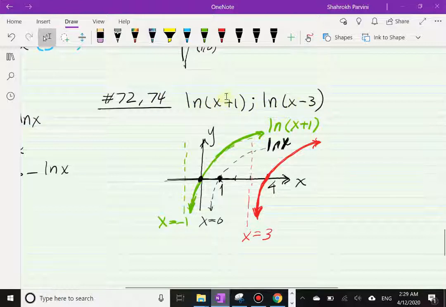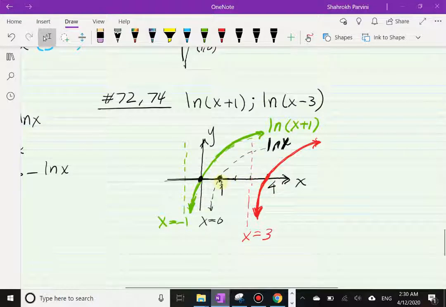Now, the number that's within parentheses usually causes a horizontal shift. So x plus 1 is this one. There will be a shift to the left 1 unit. So even the vertical asymptote moves to the left. For ln of x minus 3, it actually moves to the right. So what used to be the point (1, 0) on the graph of natural log of x becomes (4, 0) on the graph of natural log of x minus 3. So going left 1 for this one, and going to the right, a horizontal shift in both cases.